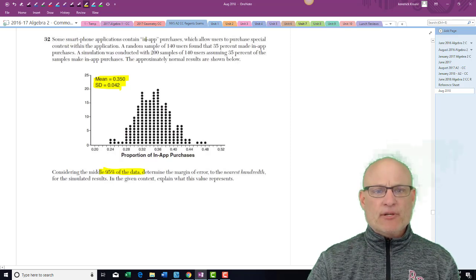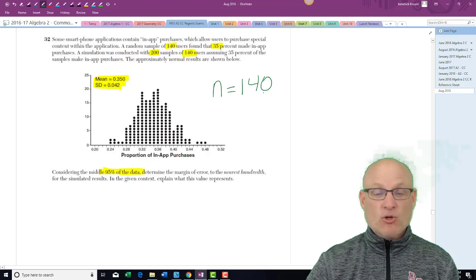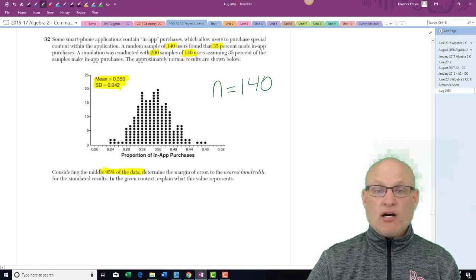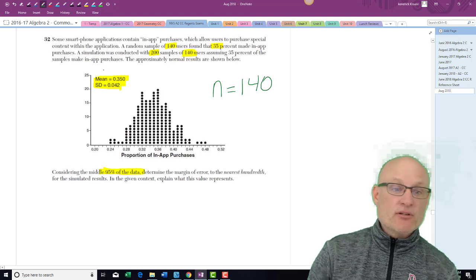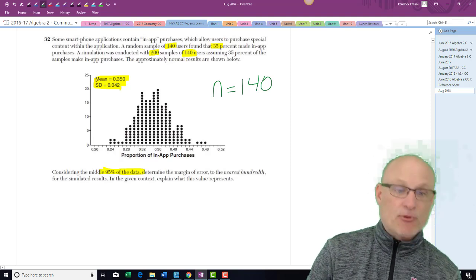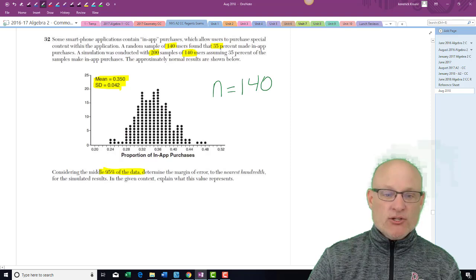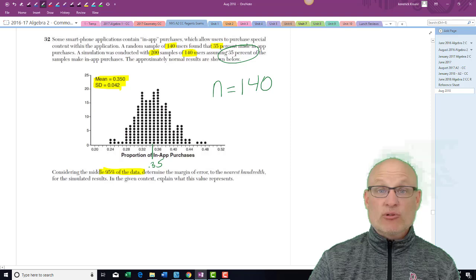So some smartphone applications can contain in-app purchases. Special content application. A random sample of 140 users found that 35% made in-app purchases. A simulation was conducted with 200 samples of 140 users. That means my n value would be 140. Okay. Assuming 35% of the samples make in-app purchases. All right. Notice this is centered right around 0.35, which is that 35% they were talking about.